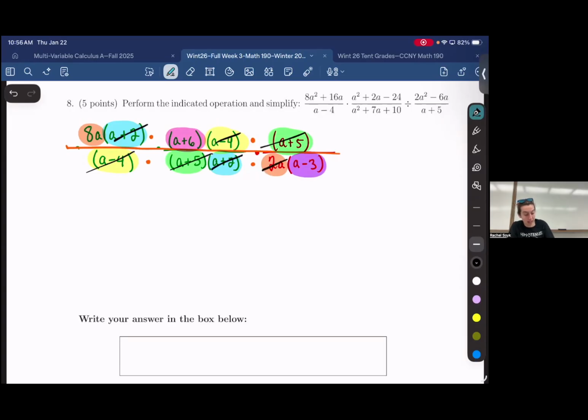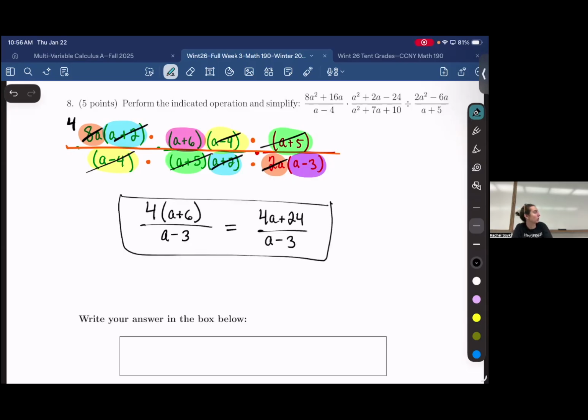2a goes into 8a how many times? 4. So we're left with 4a plus 6 all over a minus 3. And this is the same as just 4a plus 24 over a minus 3. So either of these answers would yield you full credit.